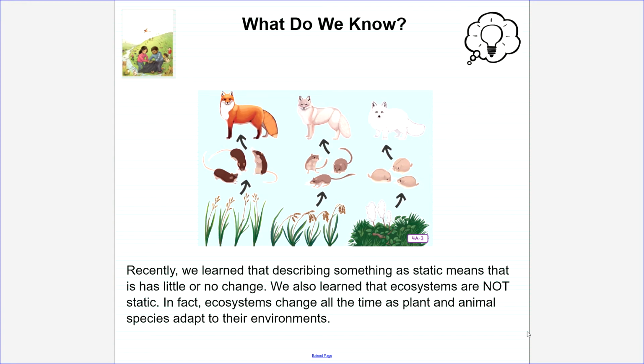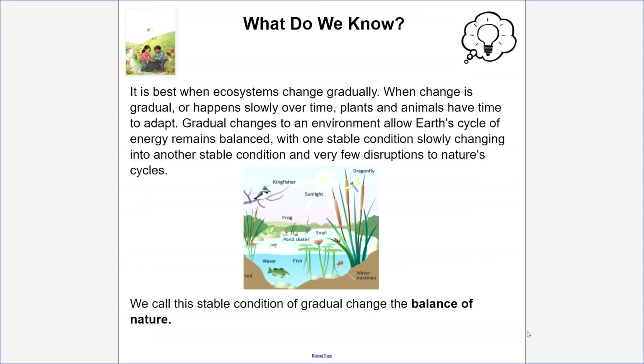What do we know? Recently, we learned that describing something as static means that it has little or no change. We also learned that ecosystems are not static. In fact, ecosystems change all the time as plant and animal species adapt to their environments. It is best when ecosystems change gradually. When change is gradual or happens slowly over time, plants and animals have time to adapt.